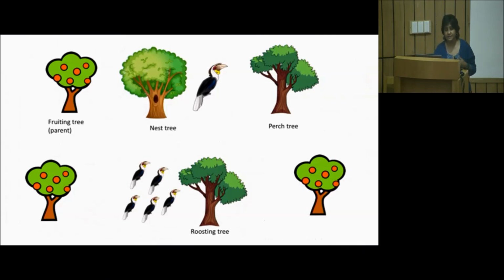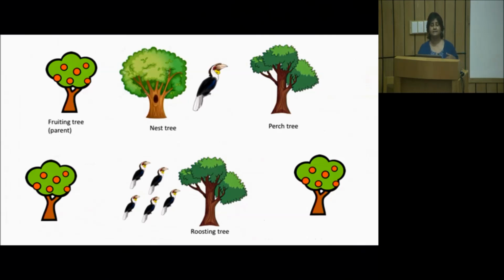So during that time, when the female and chick are inside the nest, the male is feeding the female and chick. All the seeds that the female and the chick are eating, the fruits that they are consuming, the seeds are regurgitated out of the nest cavity, and they fall within a small area right below the nest tree. So in that instance, hornbills are doing clumped dispersal.